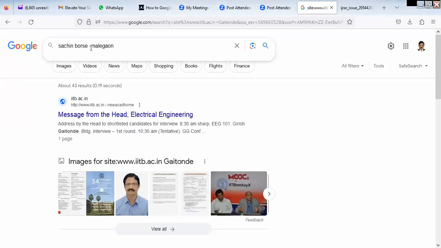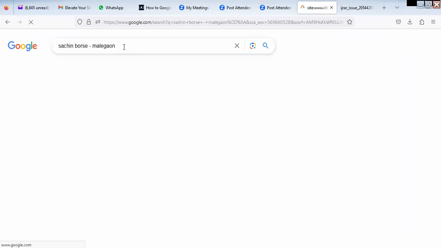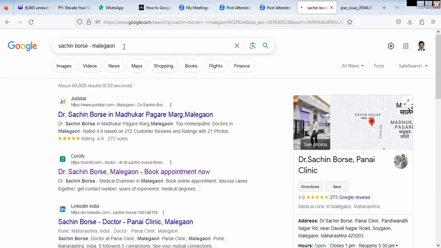Please understand, if you give a gap between the dash and Malegaon, what I have to do here is search Sachin Borse, meaning myself, data on the internet. But I do not want to search anything related to Malegaon. Malegaon is one place in Maharashtra where there is another Sachin Borse. He is a doctor, but he is a physician. If I put a gap between the dash and Malegaon, what will happen? It will also search Malegaon.